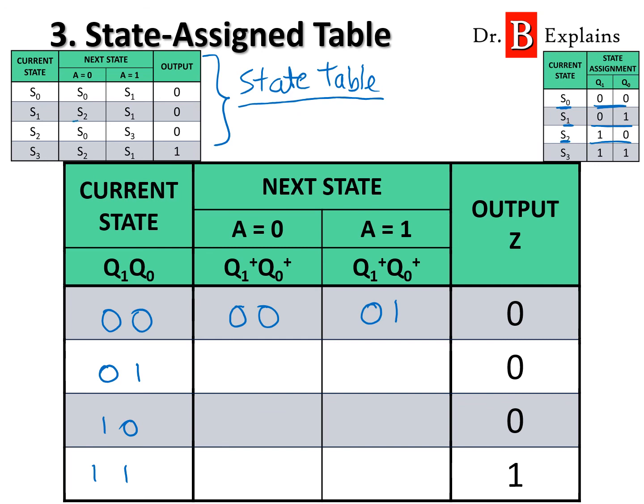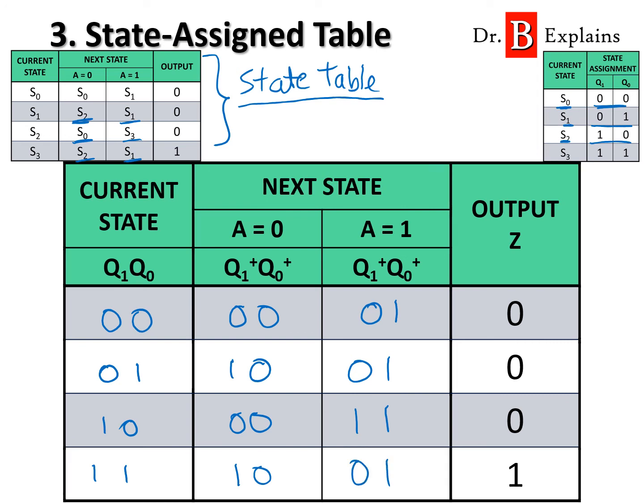So now we're looking at this one. State 2, we're going to 1 0, state 1 0 1, state 0 0 0, state 3 1 1, and so on. So that's going to be 1 0 and S1.